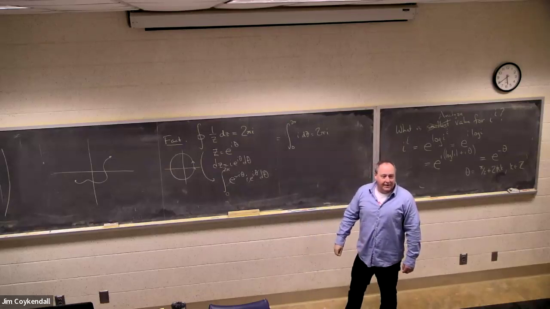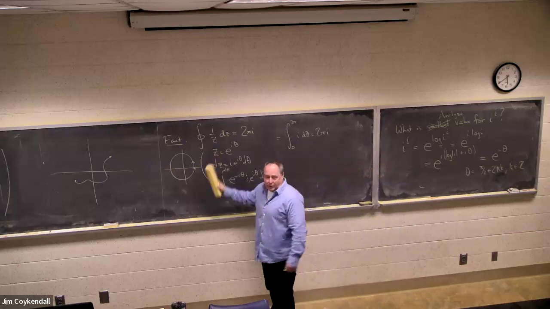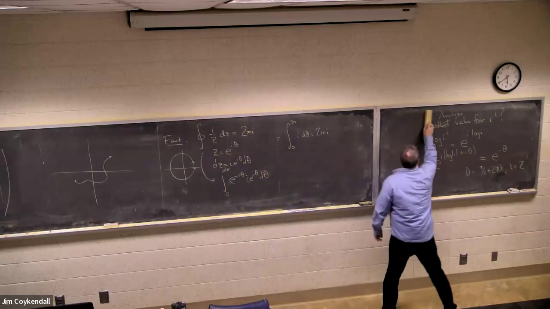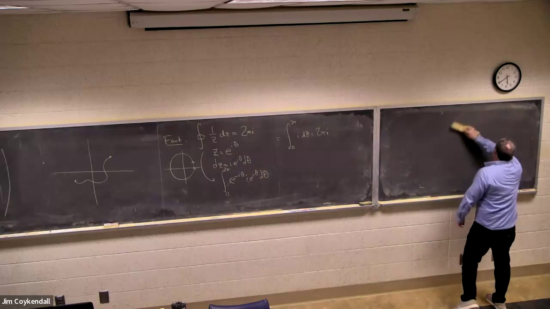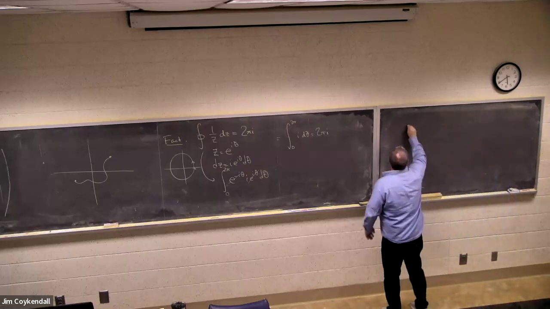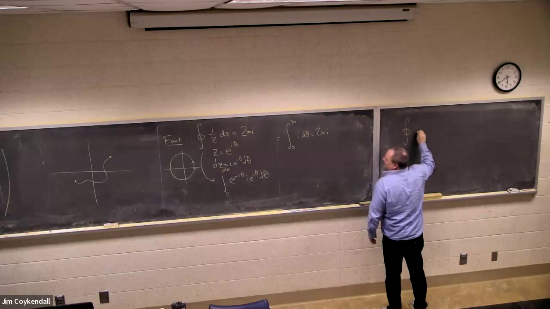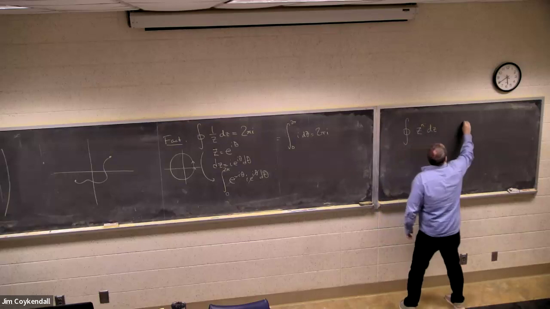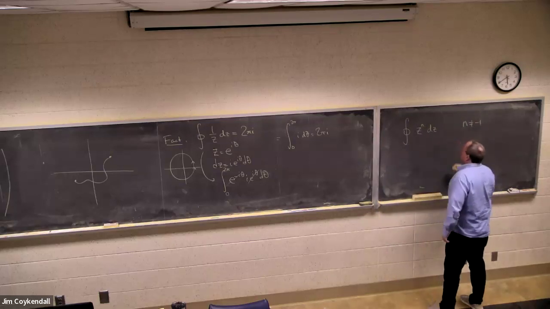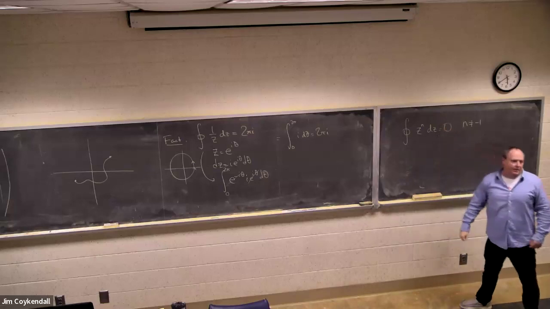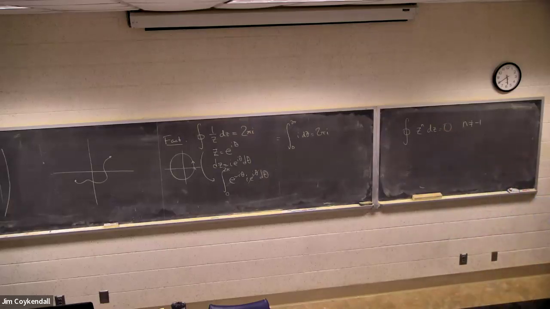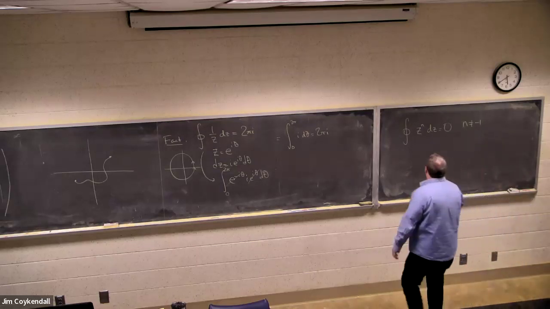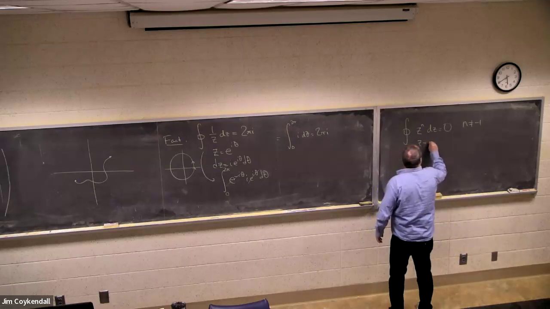Now, this is z to the minus 1 power. If I replace that with any other power, I get z to the n. If I integrate around the same circle, I always get 0. Do I know why? It's analytic. Well, right, but I don't want to use any big guns here. Let's do the same thing.